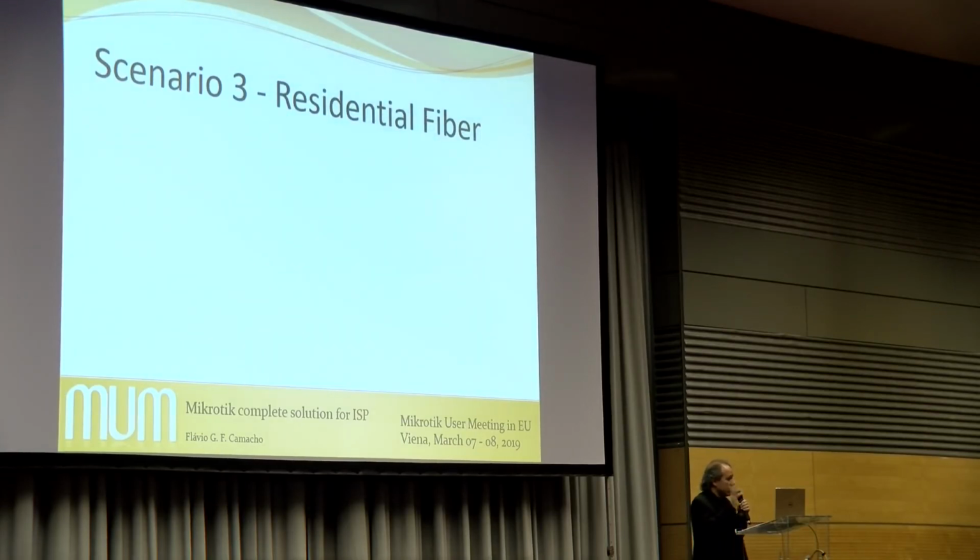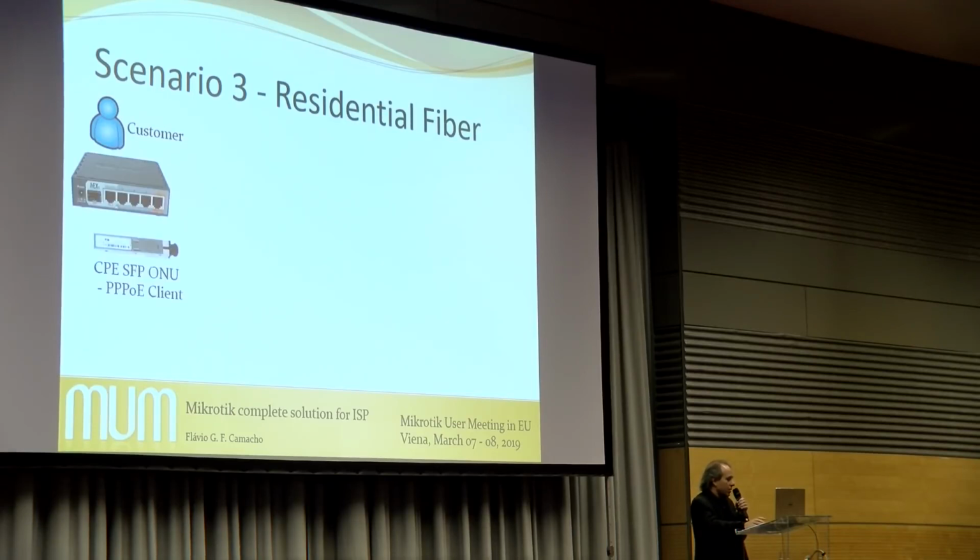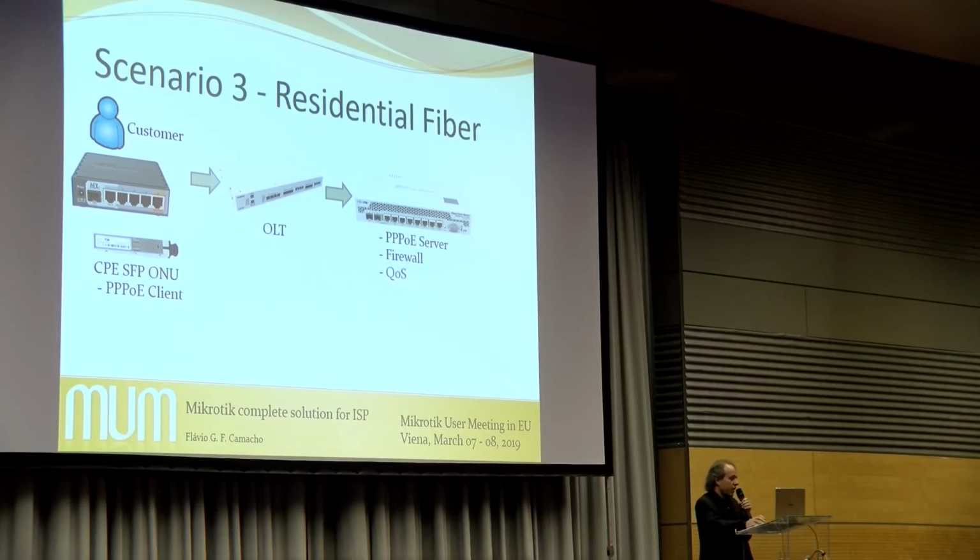The third scenario was residential fiber. In residential fiber, we have a customer, ONU in the customer, connected to an OLT, which was connected to a router board that does the PPPoE server, firewall, QoS, routing, and go to the backbone. The connection was from one fiber.